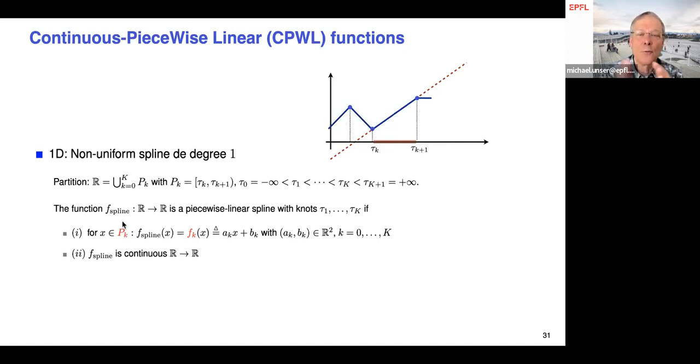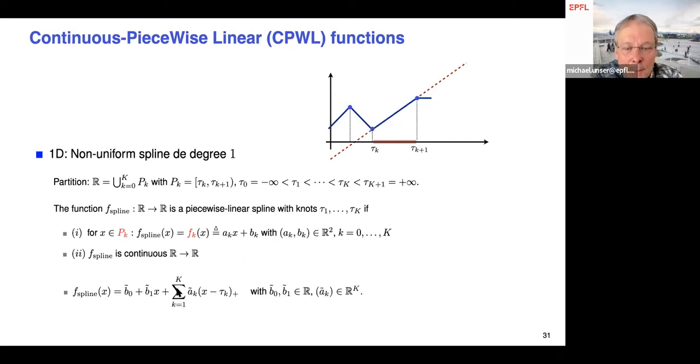And you will say that the function f is a linear spline with knots on the tau k if the function is linear within every one of those intervals. But the second, less obvious property is that the function should also be continuous. So at the joining point, and that's the difficult part with the splines. But now if you write your spline as a sum of ReLU, this continuity is automatically satisfied.